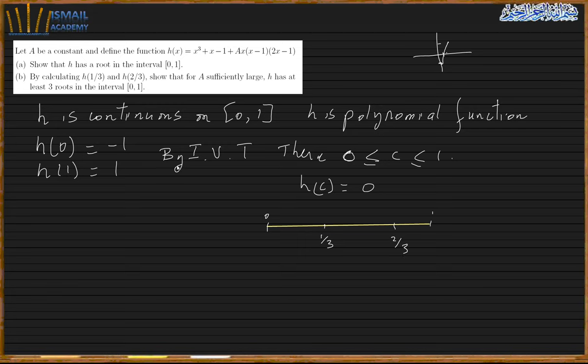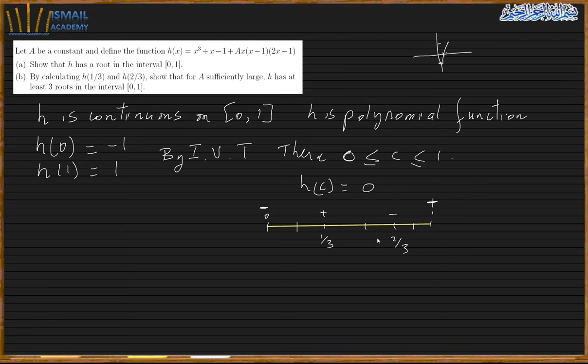We know that at 0 it is negative and at 1 it is positive because it's 1. In order for me to have 3 roots, the graph should pass here, here, and here. For the graph to pass here, the value of h at 1/3 should be positive, because it goes from negative to positive in order to cross the x-axis. So it should change the sign from negative to positive. If this is negative, this one should be positive, and from positive it should be negative, and then from negative to positive it is going to cross again. This is how you should think about it.